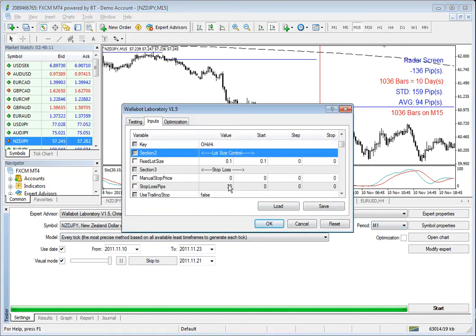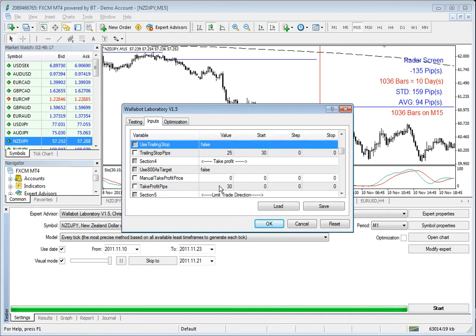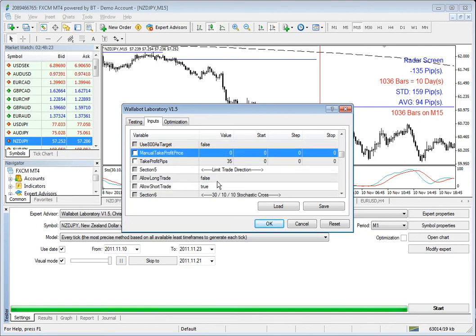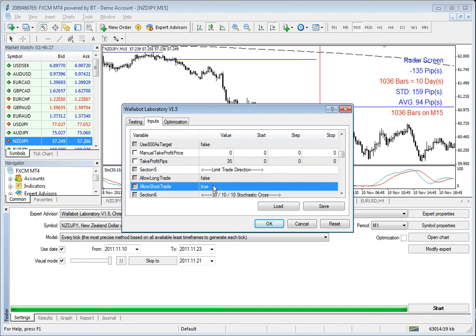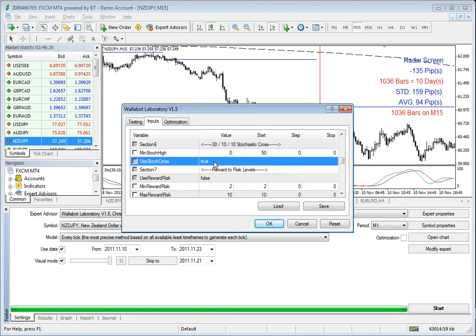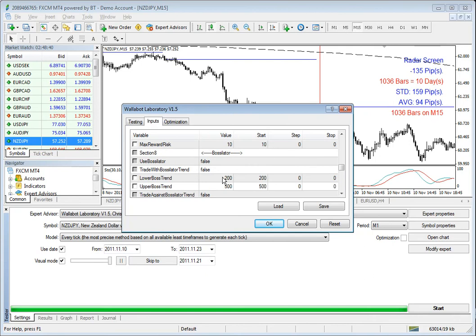And then I'll choose some properties here. I'll choose a manual stop loss of 30, no trailing stop, take profit of, let's just use a take profit of 35 pips. I'm just playing around here. Allow long trade is false because we're only going to take sell trades. Allow short trade true. Allow stochastic cross, yes, it's got to take a trade. Use reward to risk, false, because we're using a 30 pip stop and a 35 pip target.